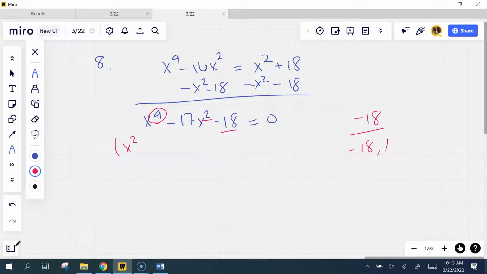Bless you. x squared minus 18, x squared plus 1. These are not perfect squares. I can't do anything else. This is a plus, so I can't separate that. So I'm ready to set it equal to 0.